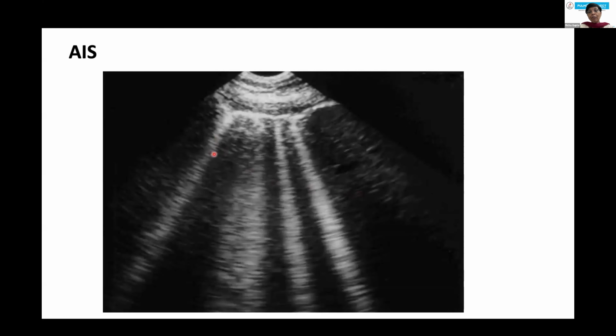Let us see. So this, you can see the B lines are not homogeneous, they are irregularly placed, and the pleural line is irregular. Most likely this is because of the non-cardiogenic pulmonary edema, could be interstitial fibrosis, could be ARDS or interstitial pneumonia.